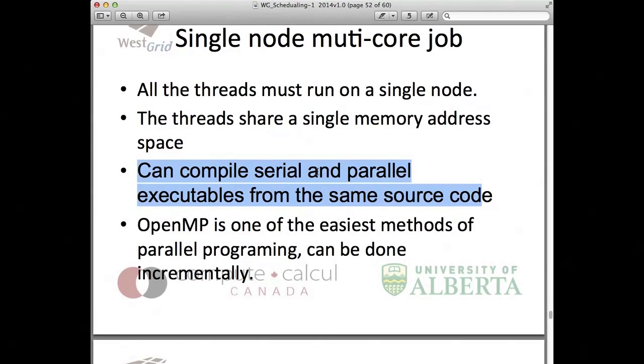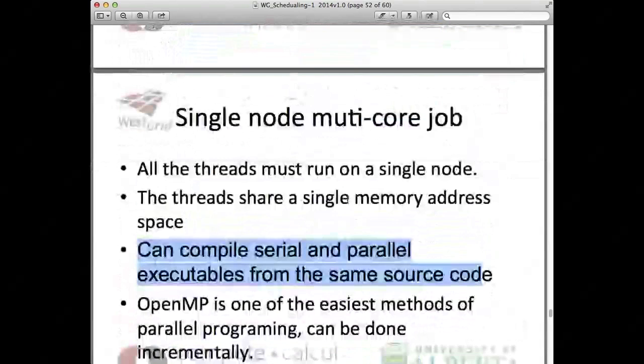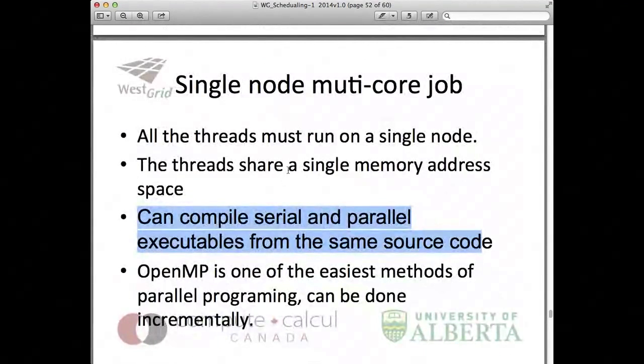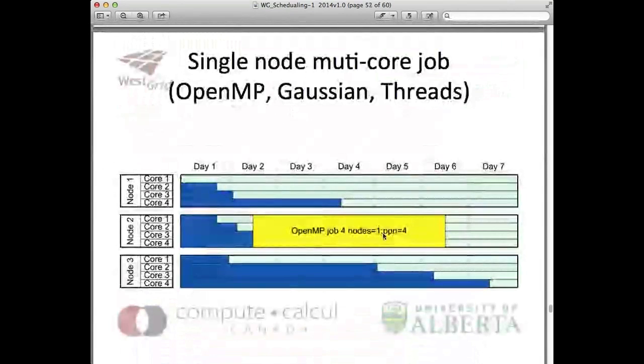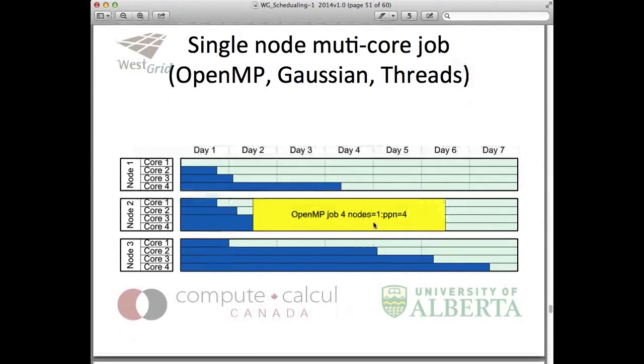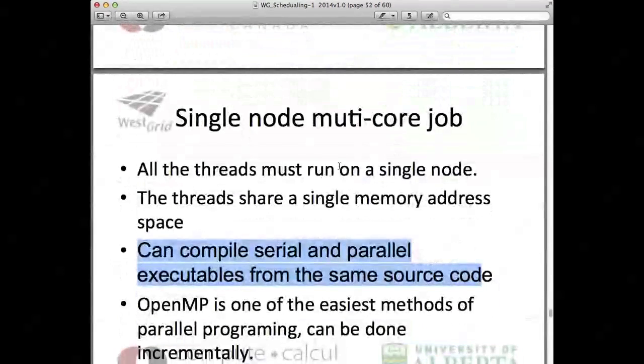So in a single node multi-core job, all the threads must run on a single node. The threads can share a single memory address space. And the advantage of OpenMP is that you could compile both serial and parallel code from the same source. Threads are not the same thing as cores, but threads are similar to processes. So if you ask for nodes equals 1, processes per node equals 4, you're basically asking for 4 threads.